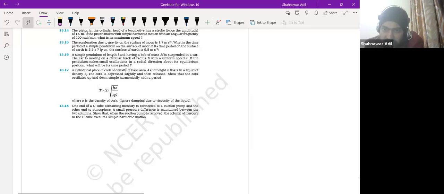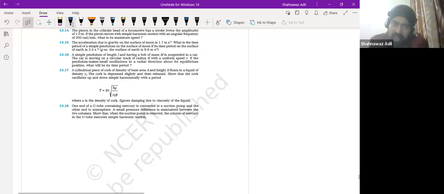So rho is the density of the cork, right? Show that the cork oscillates up and down simple harmonically with a period given by this. Ignore damping due to viscosity of the liquid, so we don't consider the viscosity. Then we have to calculate what would be the time period of that oscillation.